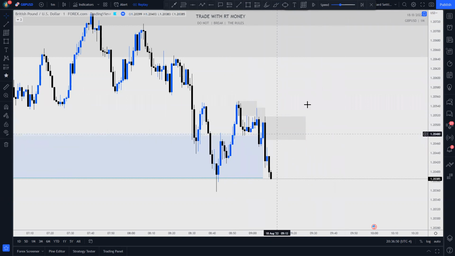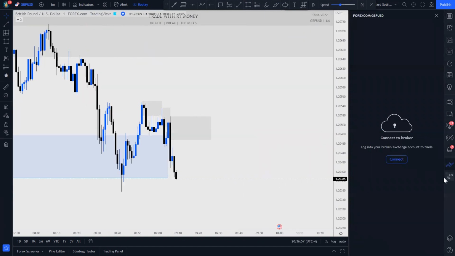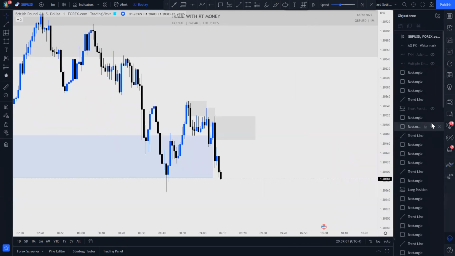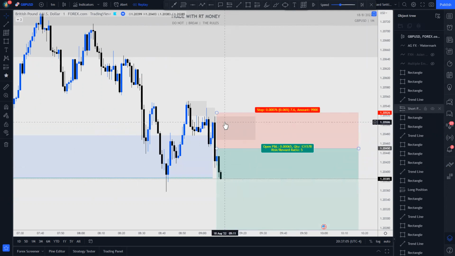I'm looking for price to come up here. And what did I do? I put my, what do you call that thing? My price tool. All right. If I can find it there. I put my price tool ready up here.